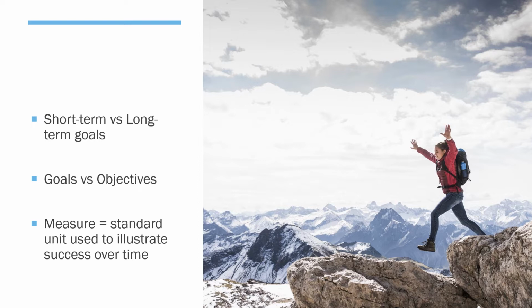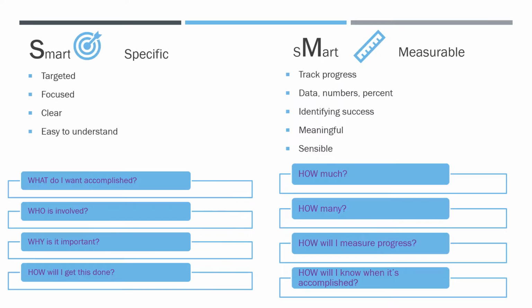A goal has components to it that are different than objectives. An objective is more like, I want to be able to do ABC. A goal has specific, measurable, attainable, realistic, and timely components. The measure is how you're going to illustrate your success, and there is a variety of ways that you can do that, and this will be up to you to decide how to assess your progress. So we're going to look at each one.